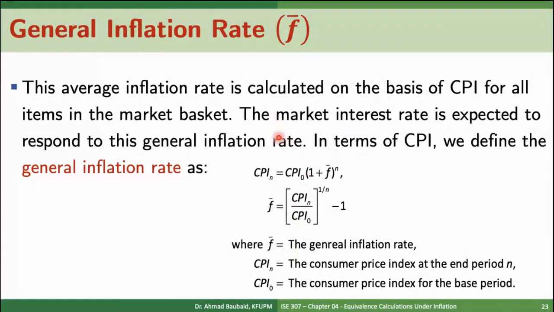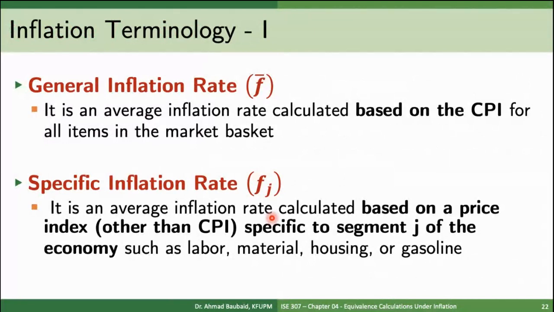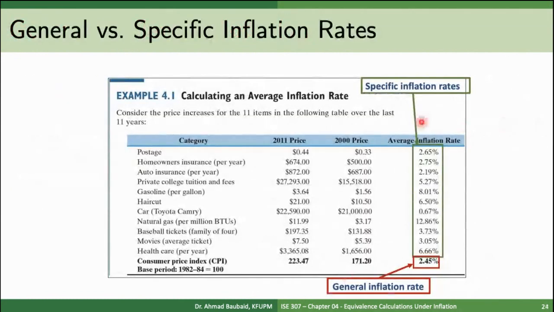All right, so general inflation rate. I can treat the CPIs like prices, right? Then I can divide and raise to the power 1 over n minus 1, and I get my general inflation rate F bar, which is kind of nice. I can also get specific inflation rates, these F sub j's, for a specific segment of the economy. We have multiple examples in this table: you can get the inflation rate for anything in particular, like movie tickets, baseball tickets, cars, or something general based on this market basket, which is the CPI.